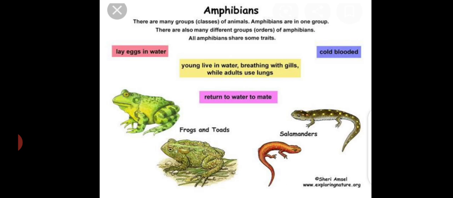Amphibians are animals that live on both land and water. Examples are the frog, toad, salamander, and newt. Amphibians lay eggs in water. They are cold-blooded. The young live in water, breathing with gills, while the adults use the lungs.